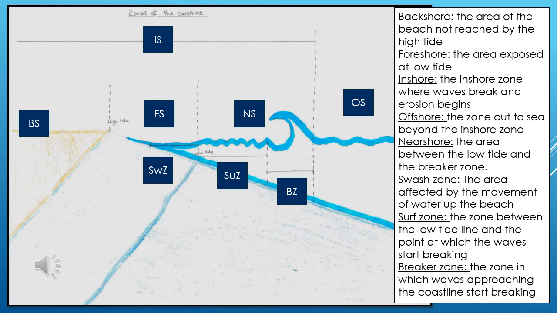And then the breaker zone, BZ, that's where the waves start to break. So like I said, the waves are cyclical. So if you look at the energy moving within a wave, it's circular. When that circle's broken, that's when the wave breaks. So from the breaker zone up to the foreshore, that's where you're going to get most of your coastal processes happening. The backshore and offshore, not really much going on there.